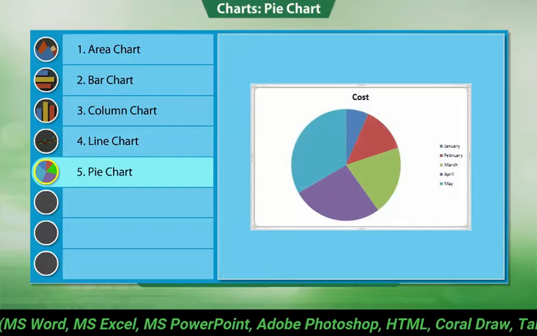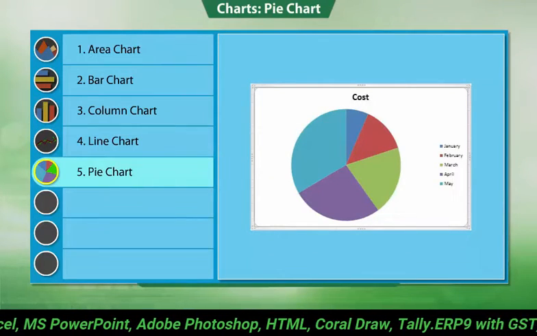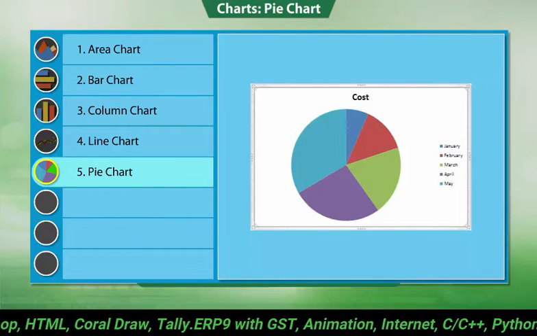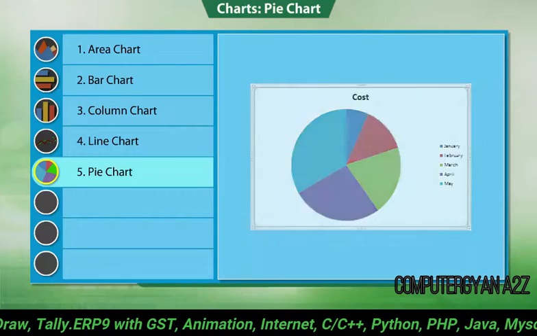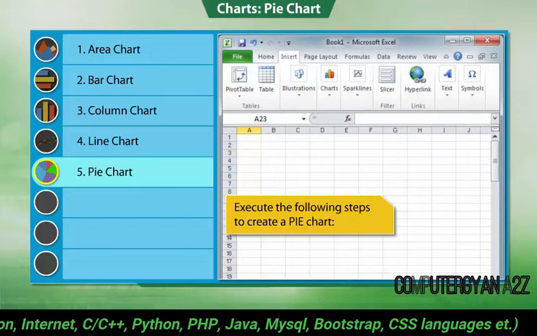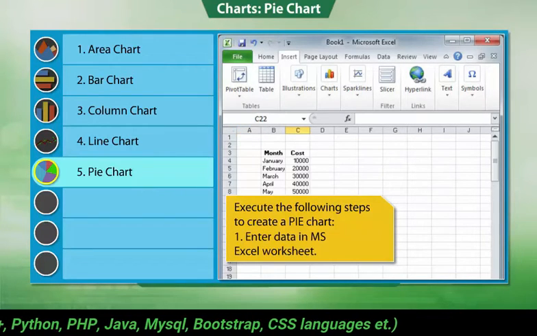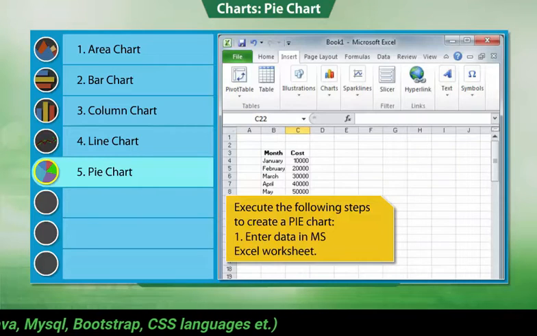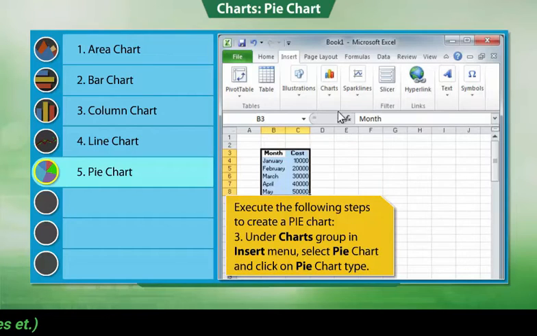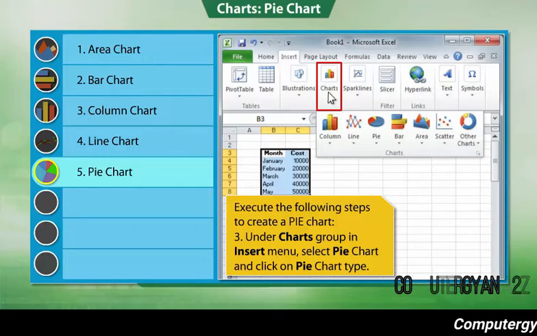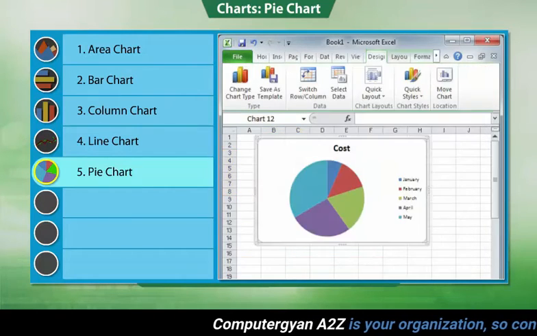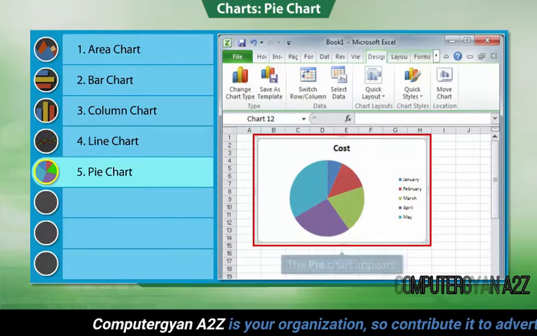One more frequently used chart is the pie chart. A pie chart shows the distribution of each data item over a total number of items. Execute the following steps to create a pie chart. 1. Enter data in MS Excel worksheet. 2. Select the data. 3. Under Charts group in Insert menu, select Pie Chart and click on Pie Chart type. The pie chart appears.